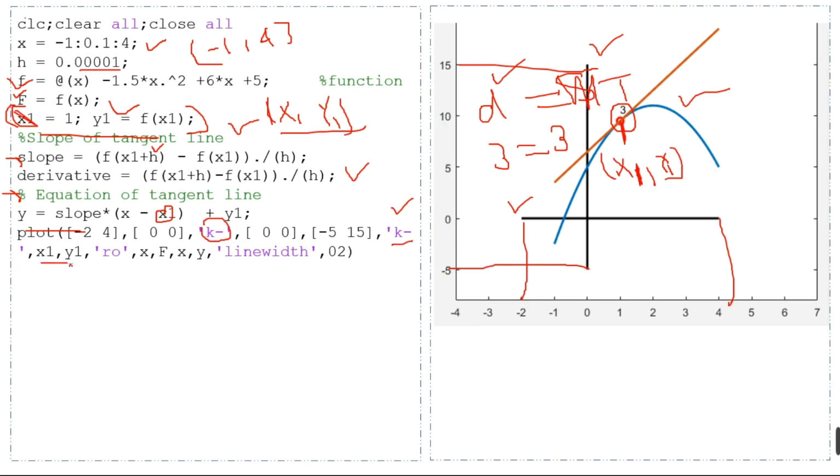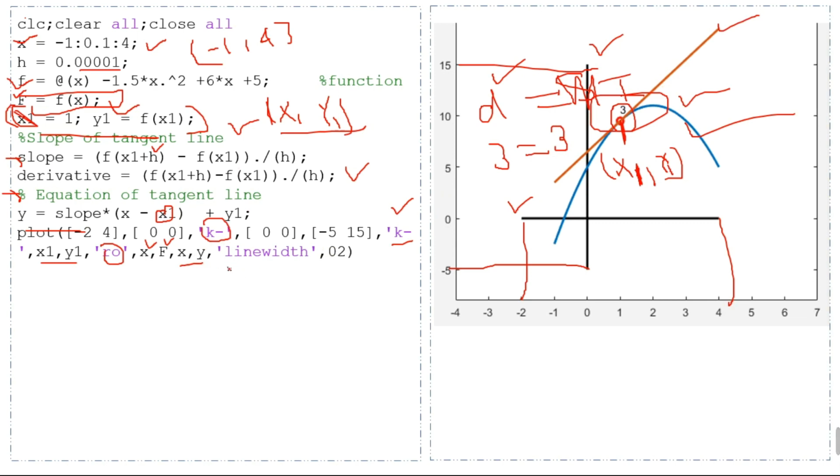Next we plot our point x1 and y1 with a red circle. We can see that this is our red circle. Next we plot x versus capital F over this interval, which is our function. Then we have x and y, using the slope, which is the equation of the tangent line, over this interval. We plot this one, x versus y.